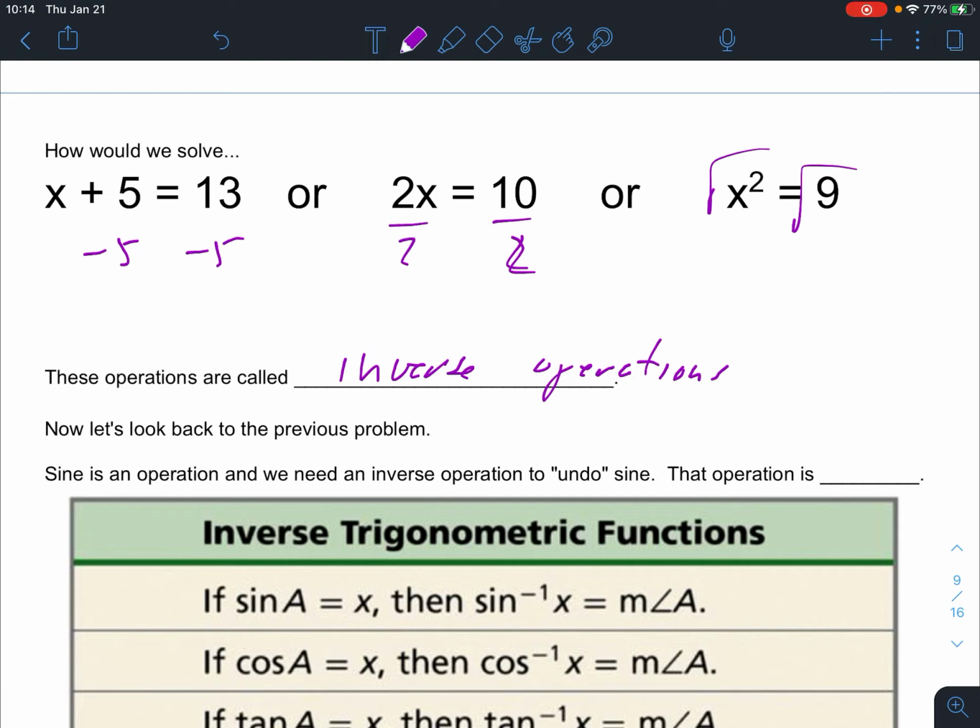Okay, so the question is now, what is the inverse of the operations we're doing right now? Remember, sine, cosine, and tangent are just operations.